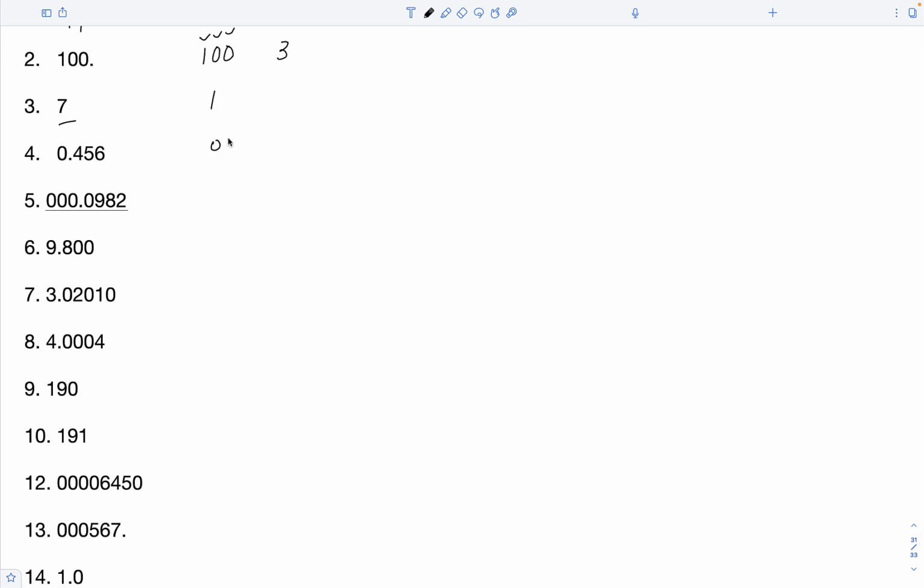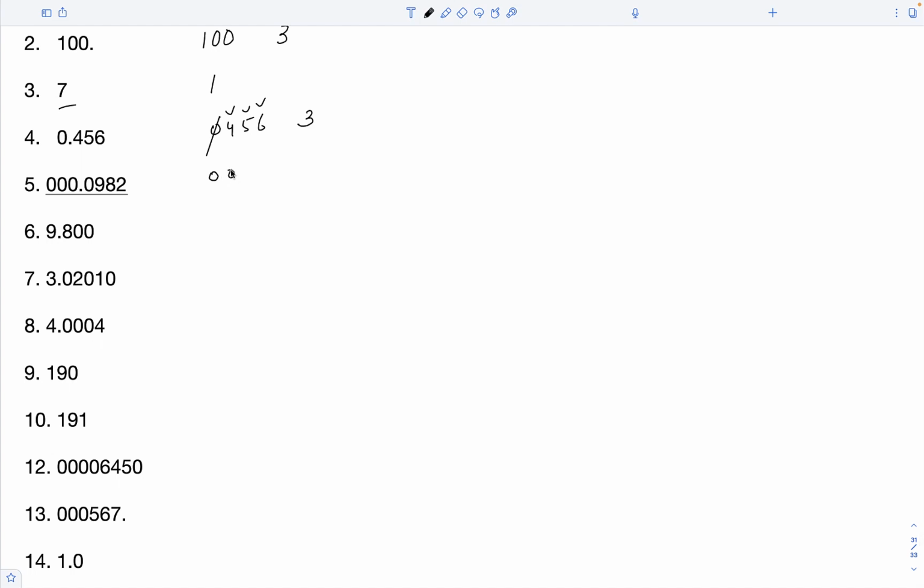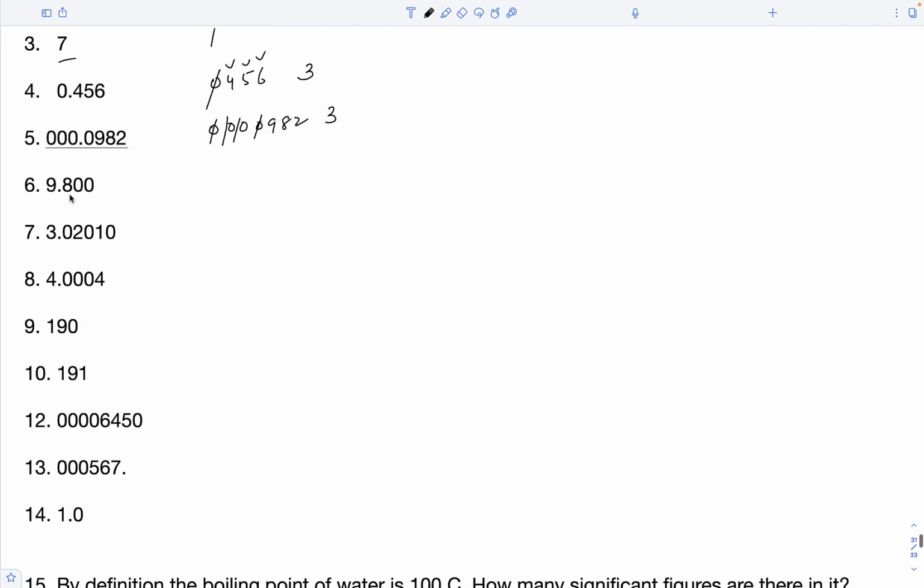This can be written as 0, 4, 5, 6 after ignoring this decimal point, and we can strike off this 0 because it doesn't contribute to its magnitude, whereas these three do. So the number of significant figures is 3. This can be written as 0, 0, 0, 0, 9, 8, 2. These four do not contribute to its magnitude, so the number of significant figures is 3. This can be written as 9800 after ignoring this decimal point, and all these four digits contribute to its magnitude, so the number of significant figures is 4.